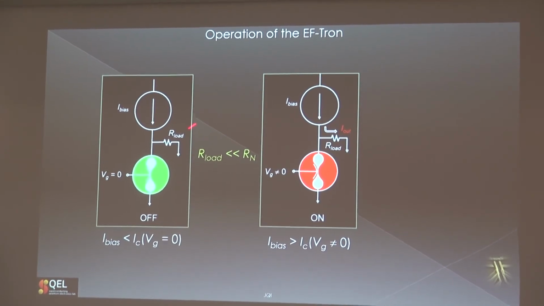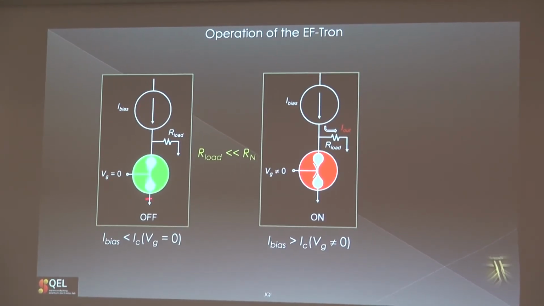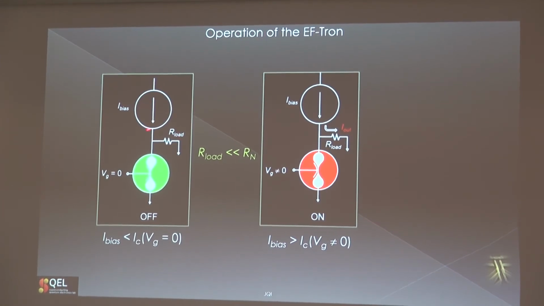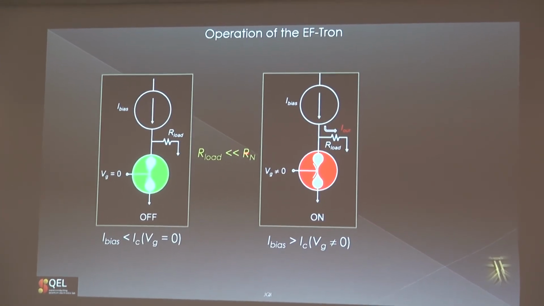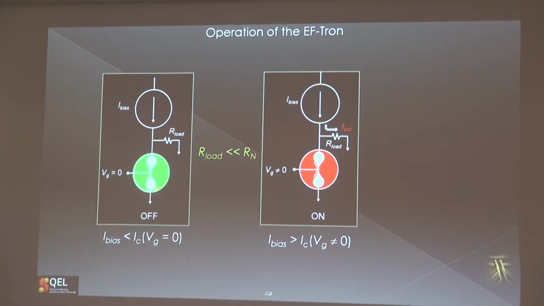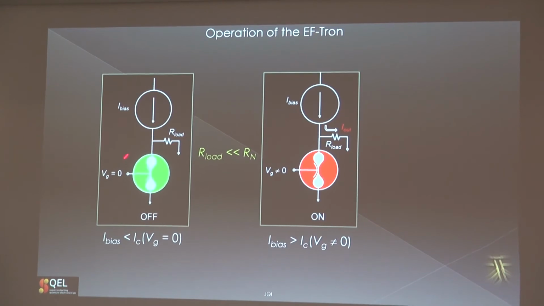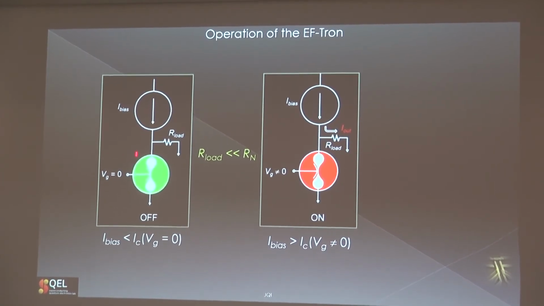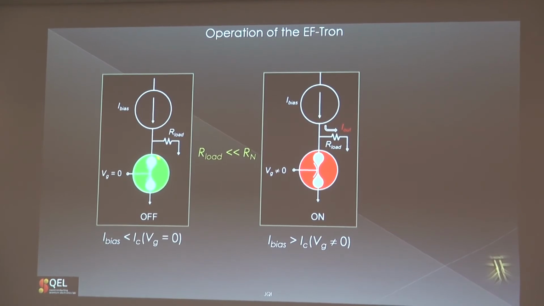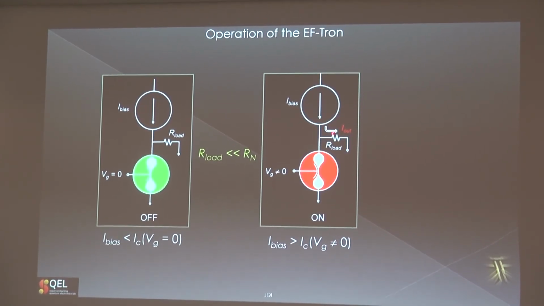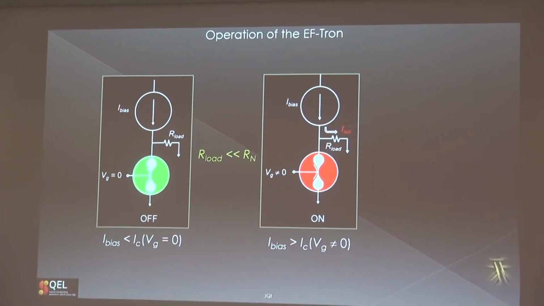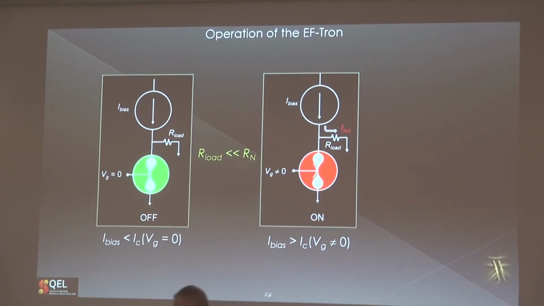If we look at the operation of the device, it would be simply this. We have a current bias, and then we have a load resistor, where the load resistance is much smaller than the normal state resistance of the device. When there is no gate, the current bias is set smaller than the critical current. So when there is no gate, basically there is no signal. This is green, so there is supercurrent flowing in the system. When we apply a gate, we quench the wire, there is current out of this lateral part, and we have signal. So this operates like the original cryotron, but fully field controlled.